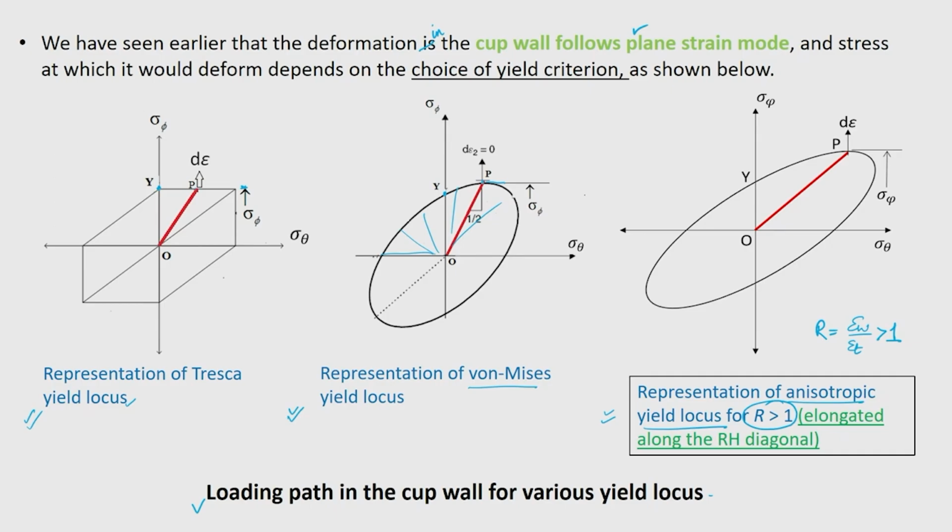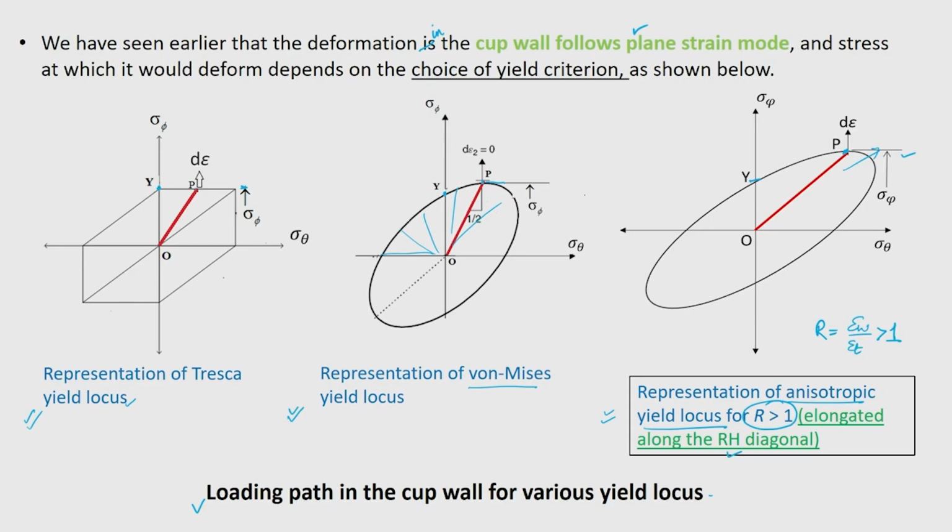So that's the meaning. If you pick up R greater than 1, generally you will see that the yield locus gets elongated in the right hand diagonal. You can see the elongation in the right hand diagonal in this way. And other things are the same. You have OP which will reach it in this particular location, your Y is here, and this much will be your sigma phi.